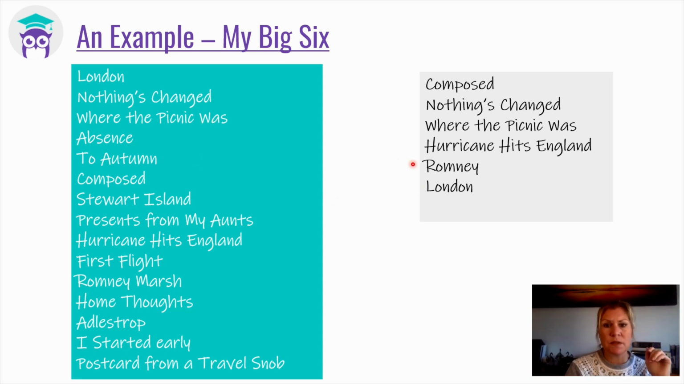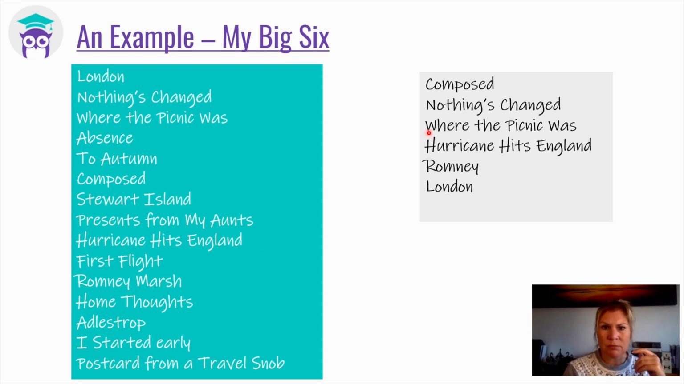Where the Picnic Was, Romney. Absence, Where the Picnic Was. To Autumn, Romney or Picnic or Composed. Composed, London, obviously. Stewart Island, Nothing's Changed, or London for Critical Voices. Presents from My Aunts in Pakistan, oh, Hurricane Hits England, easy. First Flight, tricky. So what would I put with First Flight? I'd think concept of a journey, so maybe Composed. Ideas about the power of nature, Hurricane Hits England, easy, that's the best one.